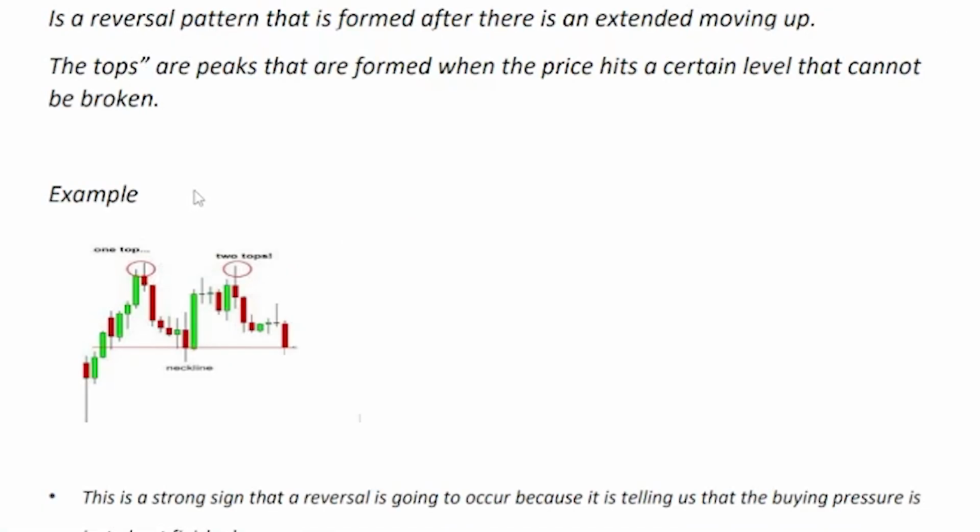So that's how it's formed from this area. You see the first top here, and this is the second top. What you're going to end up with is the first one and the second one, and you have equal highs and equal lows here. This low will be a neckline from this support. This is a resistance, this is a support.